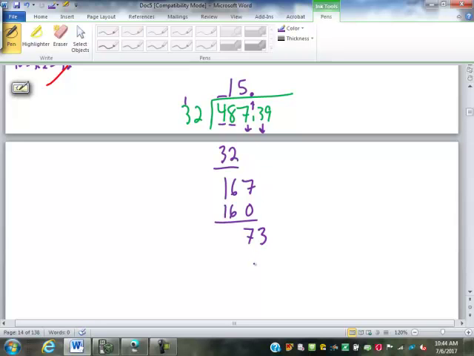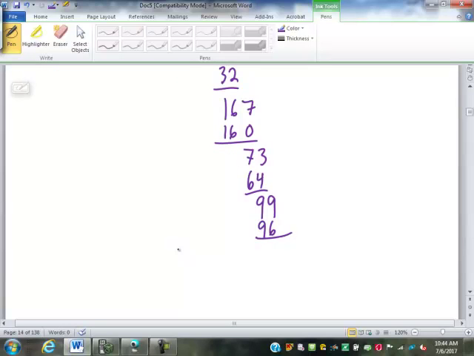32 goes into 73 twice. 2 times 32 is 64. That's 9. Now I bring down the 9. 32 goes into 99, 3 times. 3 times 32 is 96. That would be a 3.